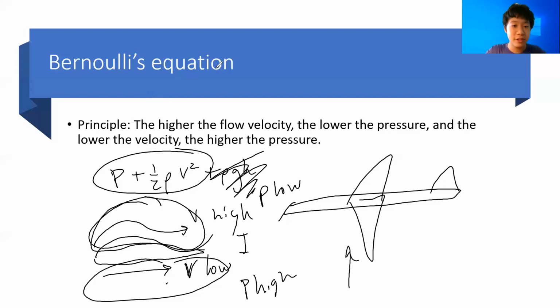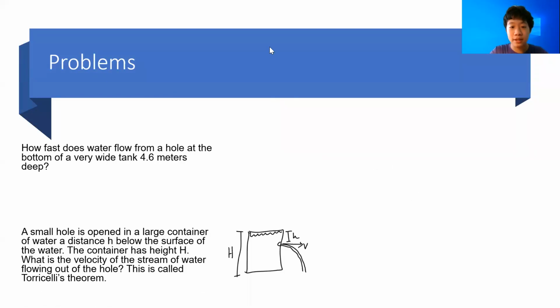All right, so Bernoulli's equation can be applied to any situation where there's a variation in pressure, velocity, or height. So that's how you would use Bernoulli's equation. It's a very useful equation. Okay, so let's go into some problems. Pause the video if you'd like to work these out for yourself.